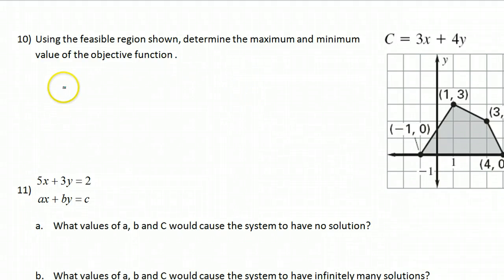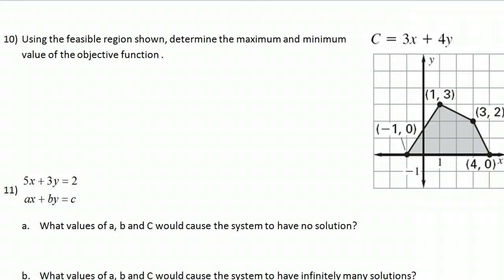So looking at number 10, I better save this. Okay, this is one of those ones where we maximize the objective function. So it's pretty simple, right? We just are using our objective function, that is C equals 3x plus 4y.